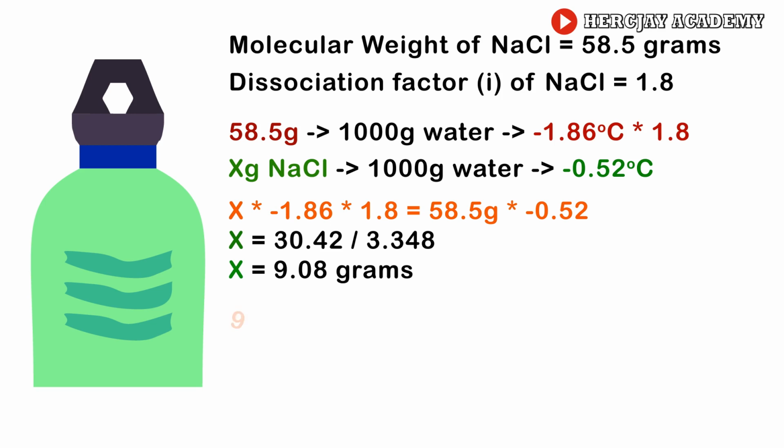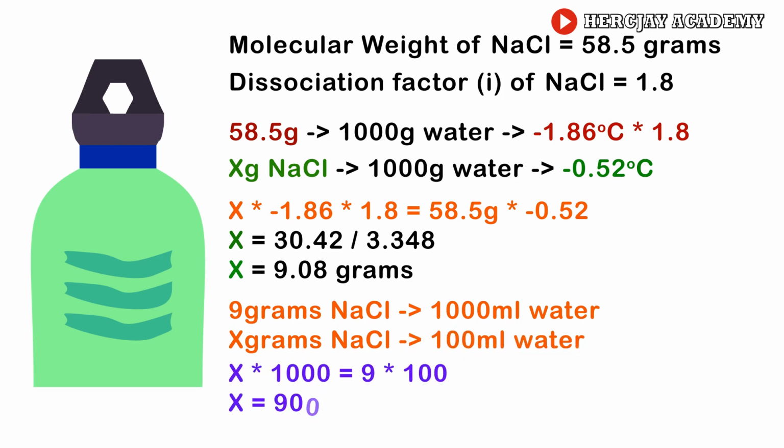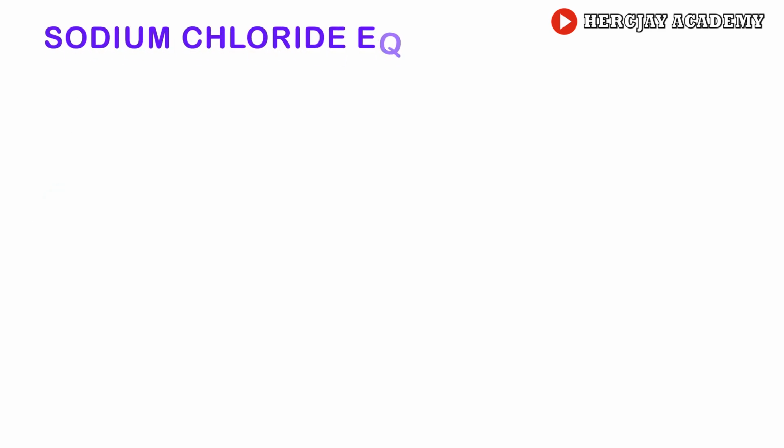To convert this to percentage, 9 grams sodium chloride was dissolved in 1000 ml. Then how many grams sodium chloride is present in 100 ml? We cross multiply to get 0.9 grams, which is 0.9%. Finally, let's talk about sodium chloride equivalent, also called E-value. Then we may proceed to solving exercises.